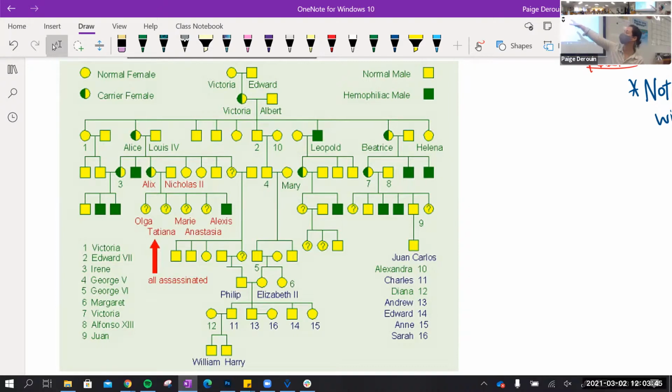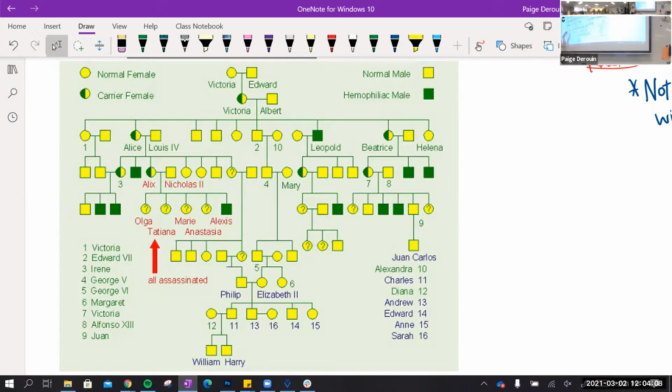How could you know that it's X-linked from looking at this? No women have it. Yeah, no women have it. And this one does show carriers. So you do have Alex here, who is half shaded. She's a carrier.